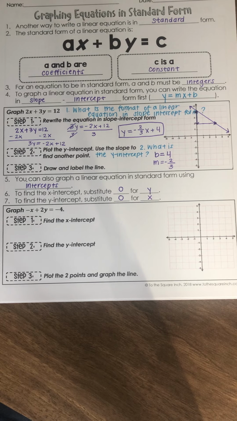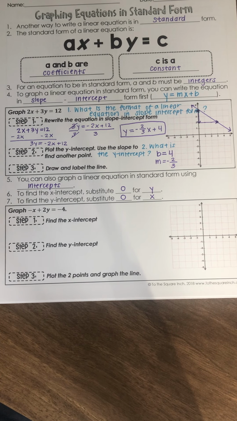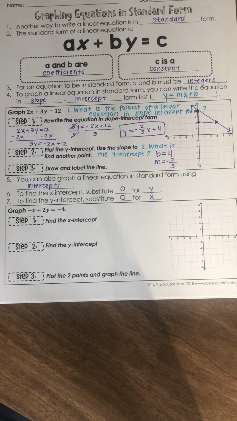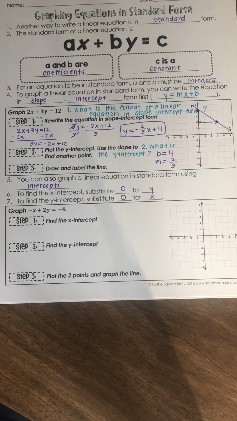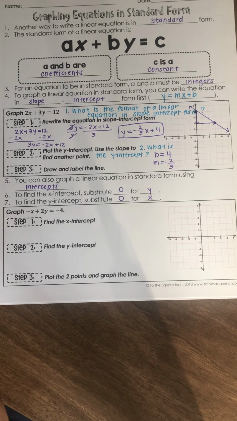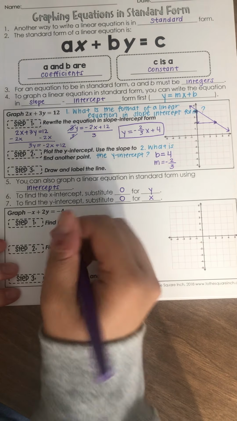So let's go ahead and practice that. So here we are going to graph -x plus 2y equals -4. And our first step is we are going to find the x-intercept. So to find the x-intercept, I want to substitute 0 for y.